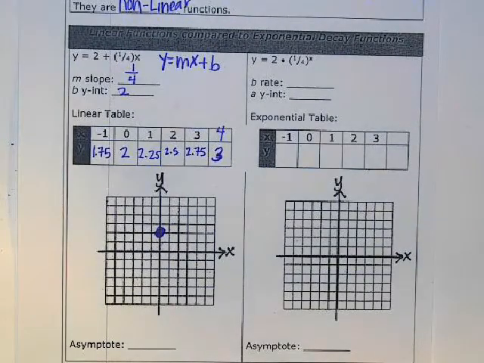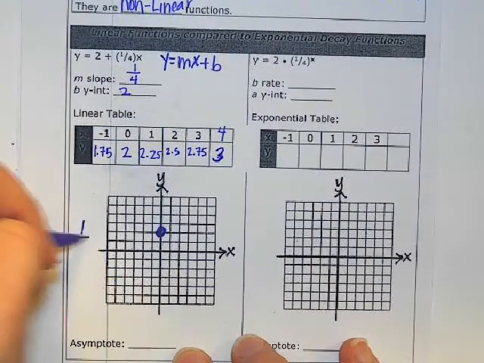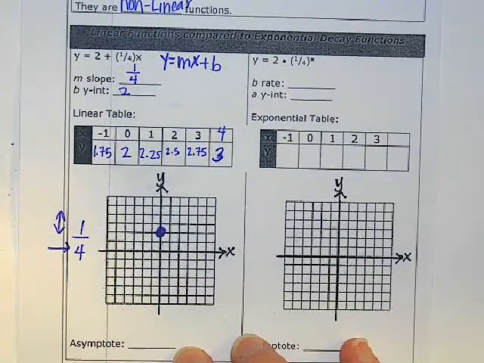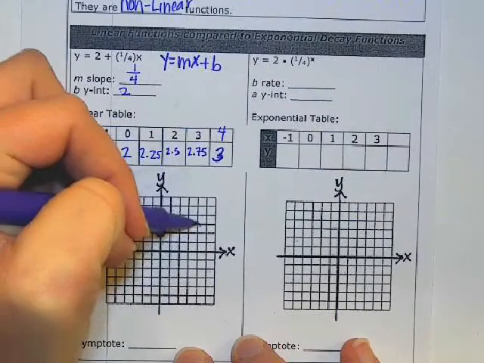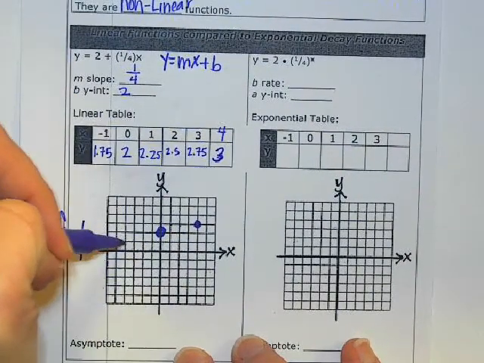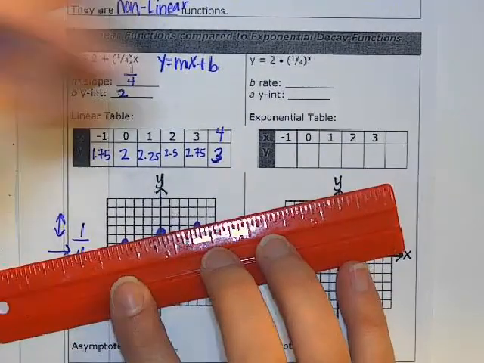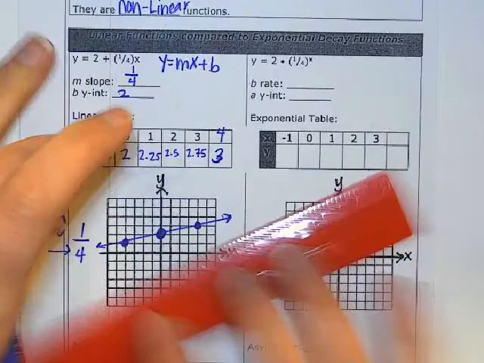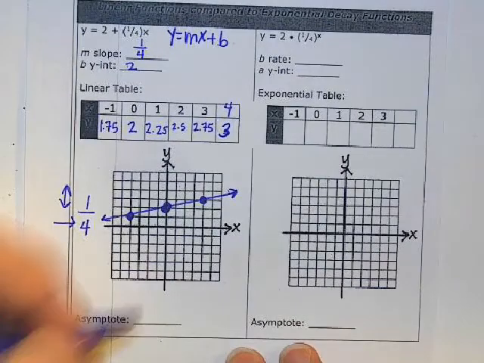Then my slope is 1/4. Remember, it's rise over run to the right. So I'm going to go up 1 to the right 4. Then I go down 1, to the left 4. Draw your line. Do you have an asymptote on linear? No. None.